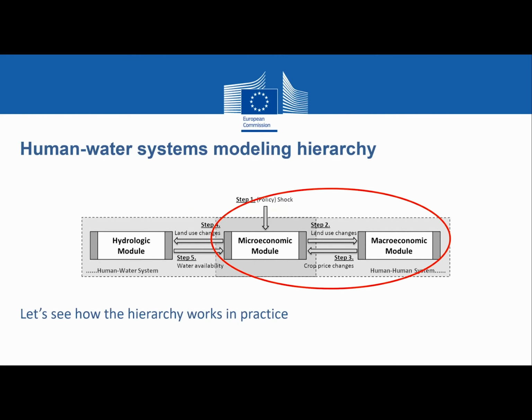Now let's provide another example of how this modeling hierarchy works. In this case, we're going to focus on the integration between the microeconomic and the macroeconomic module. This integration again works recursively. So basically we run the microeconomic model first, then we see how it impacts each agent in the agricultural sector in the region where we want to assess the policy impact, and then we see what are the macroeconomic implications of that. So basically we know that if we stop producing a specific crop because it's very water demanding, probably the price of that crop is going to increase, probably first in regional markets, and then if it's an important commodity for trade, there may be an impact on international markets. And this is what we want to assess.